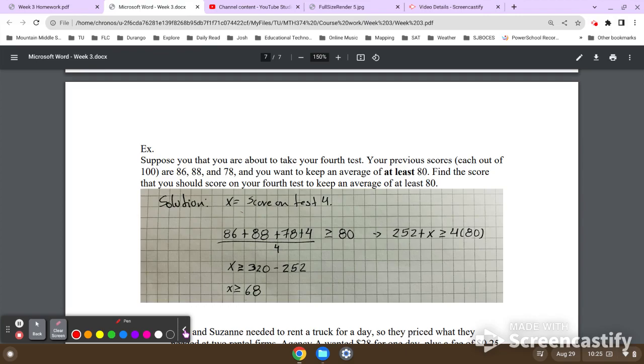Your previous scores, each out of 100, are, so we grab our pen and we say our previous scores are 86 plus 88 plus 78. All right. And then we have plus 4. Where did the plus 4 come from? Let me hit pause and figure that out.